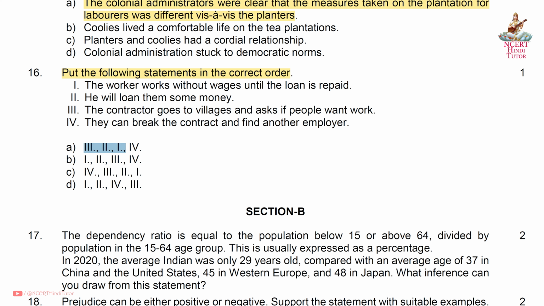Third, second, first and fourth. So the correct order is: third, the contractor goes to villages and asks if people want work. Second, he will loan them some money. First, the worker works without wages until the loan is repaid. Fourth, they can break the contract and find another employer.